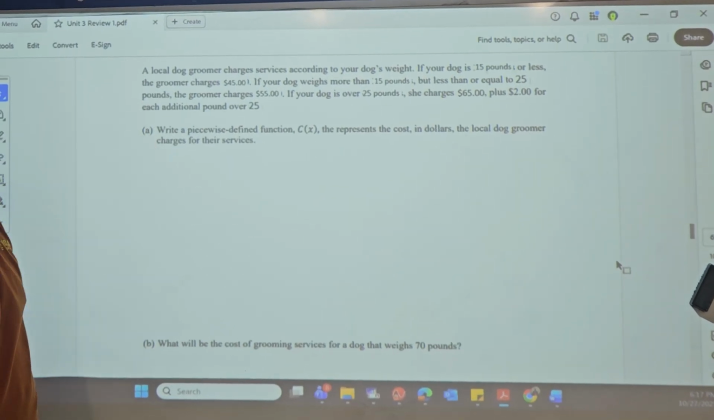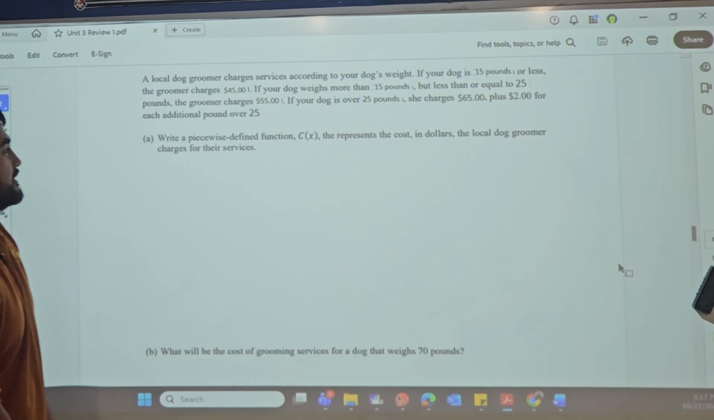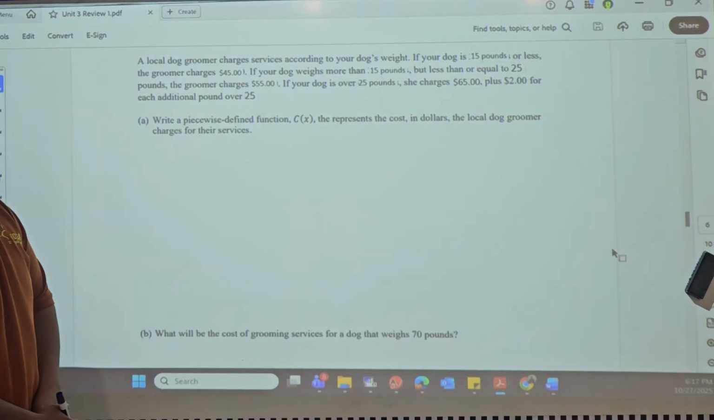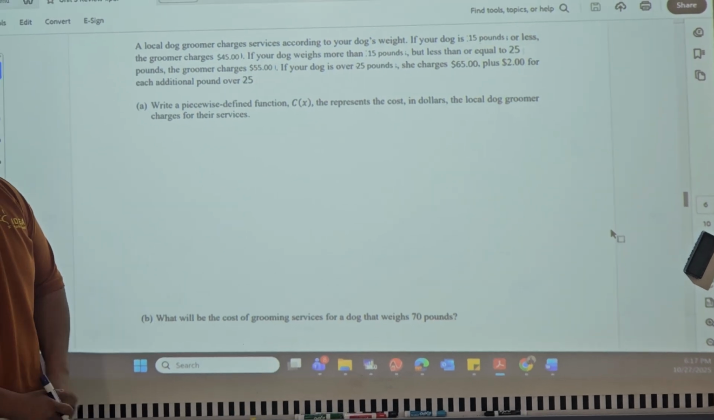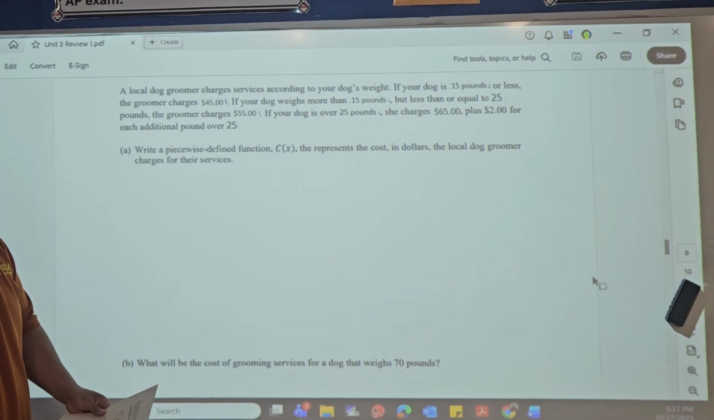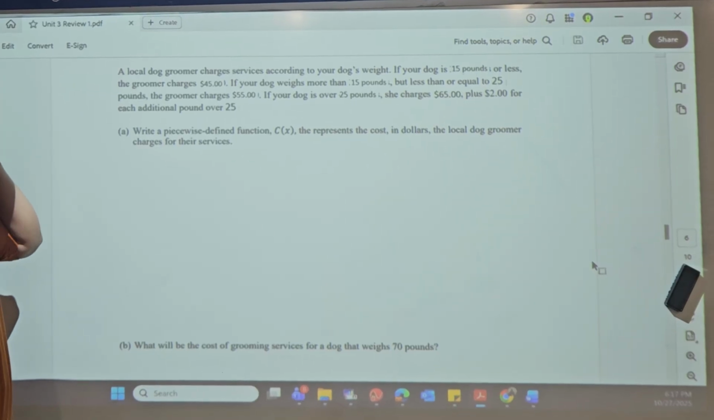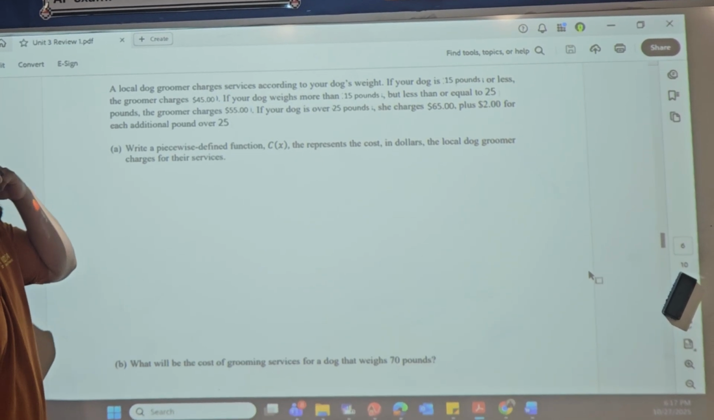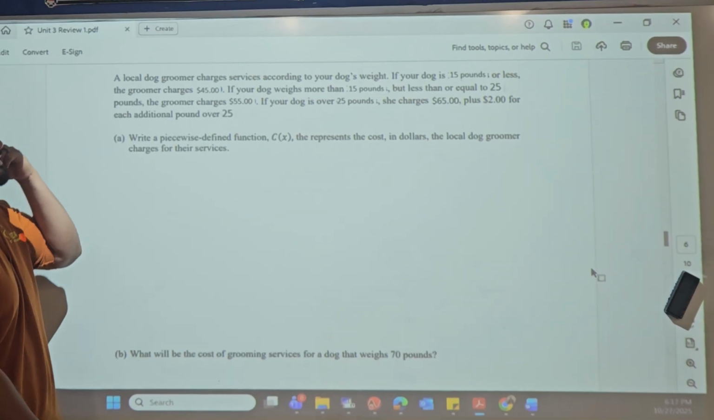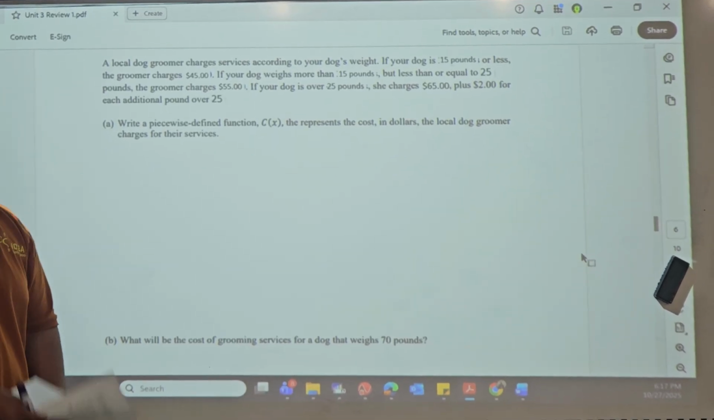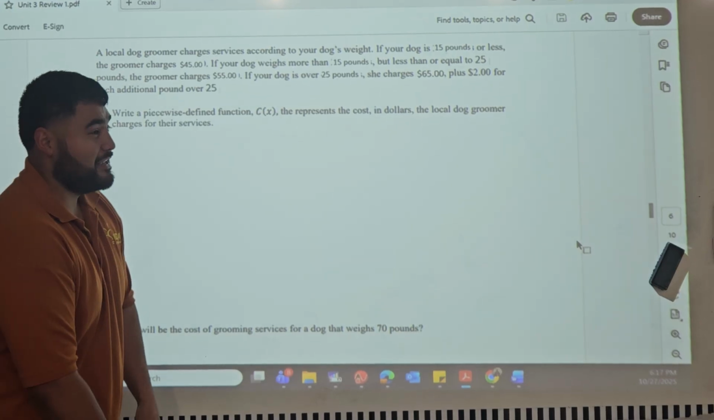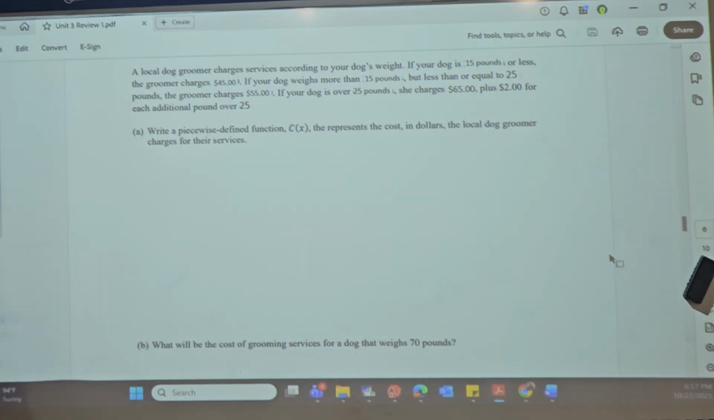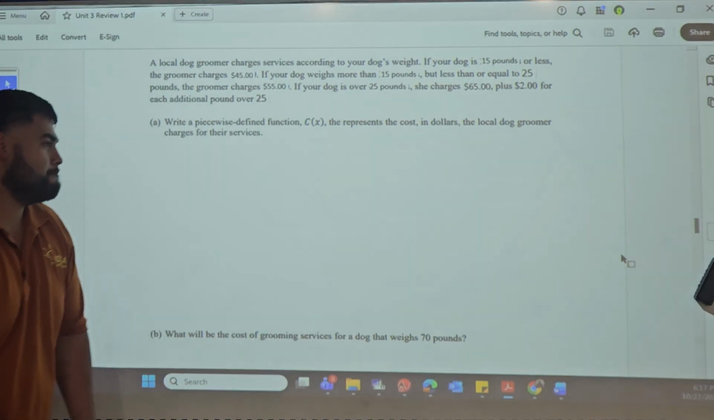A local dog groomer charges services according to your dog's weight. If your dog is 15 pounds or less, the groomer charges $45. If your dog weighs more than 15 pounds but less than or equal to 25 pounds, the groomer charges $55. If your dog is over 25 pounds, meaning your dog is big, he charges $65 plus a $2 additional cost for each additional pound over 25, right?